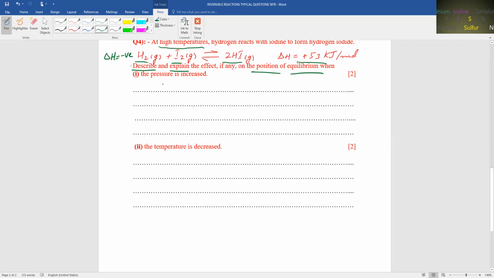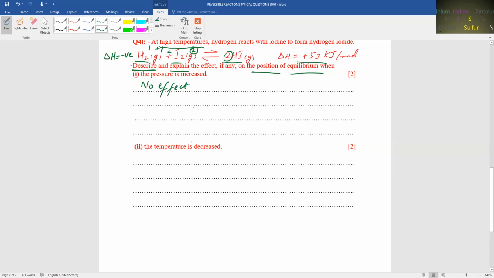Describe and explain the effect, if any, on the position of equilibrium when the pressure is increased. Now they are talking about the pressure. And the effect of pressure is only applicable to gases. Here we are having gases on both sides of the equation. What we will do, we will count the number of moles, molecules, or volume of gases. On the reactant side, we have 1 mole of hydrogen gas and 1 mole of iodine. So 1 plus 1 is equal to 2. What about product side? It's also 2. So both are equal. So we will write no effect.